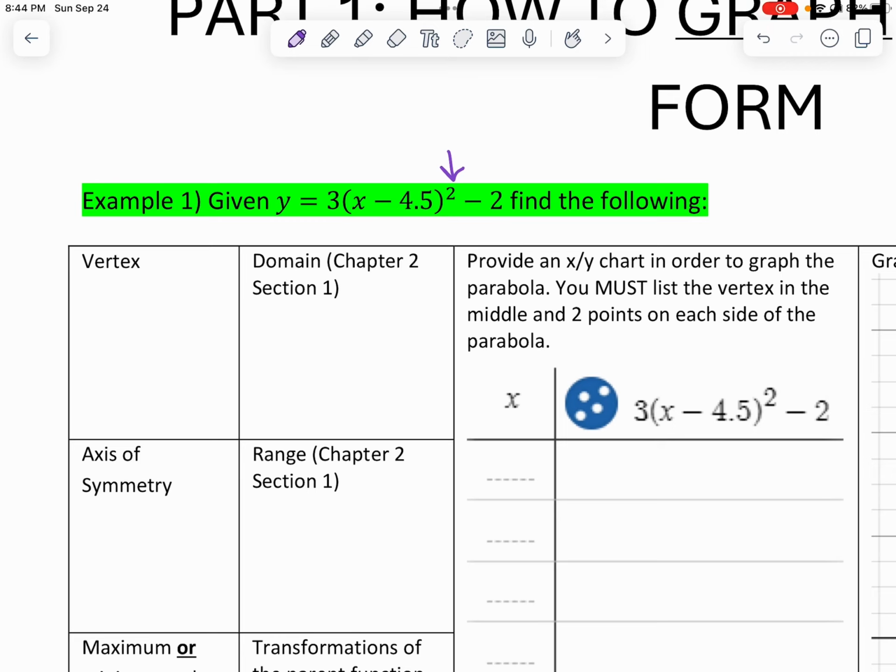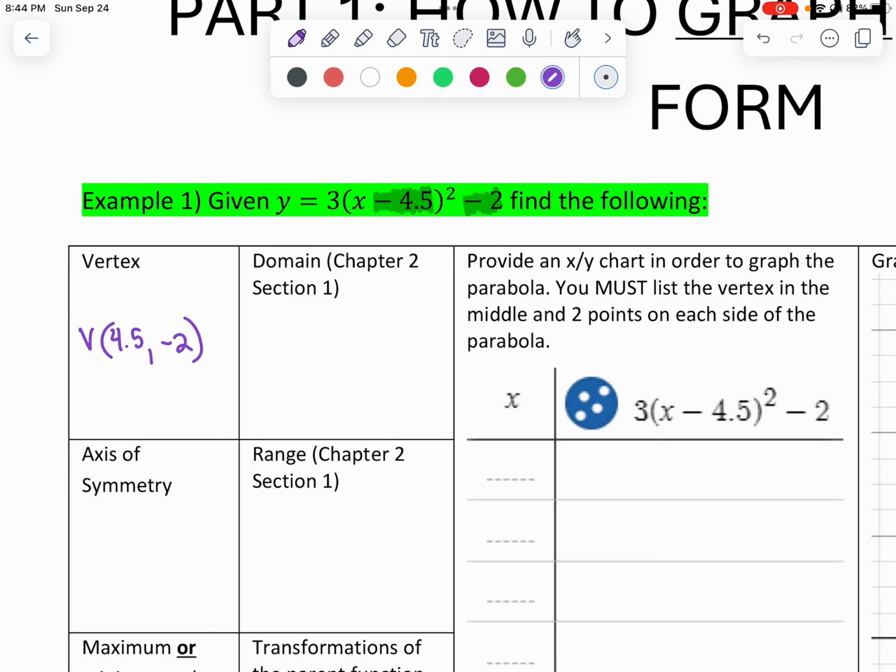The vertex is the same as it would have been in Chapter 2, Section 7 with absolute values. It's opposite of the inside number. So let me go ahead and highlight that with this gray highlighter. So opposite of -4.5 is positive 4.5. And then the number in the back, that's your second number in parentheses, -2, and you don't change it. All right, so the vertex is from this minus h value and this plus k value. So the opposite of the inside and exactly what you see in the back.